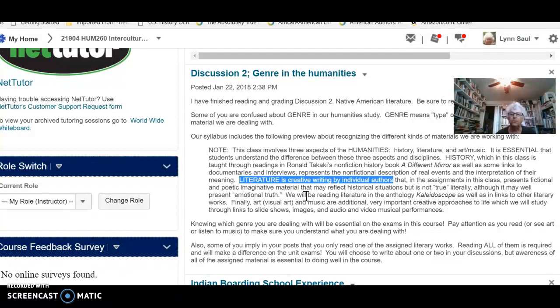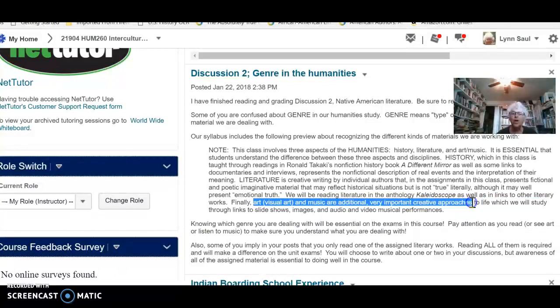And then finally, visual art and music are additional very important creative approaches. So you've got to know what genre you're dealing with, and in order to answer the question, you need to keep those things straight. So please review the rubric that I use to grade your essays and the comments that I made about what you did well or what you had problems with, and then hopefully for the following exams you won't have some of the problems that you had with this exam.